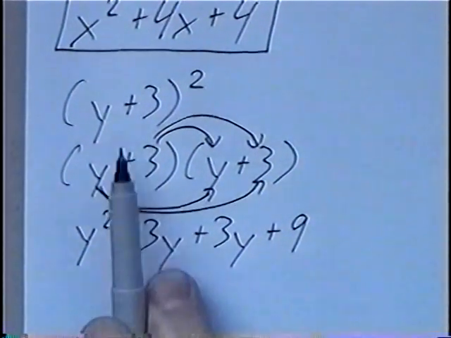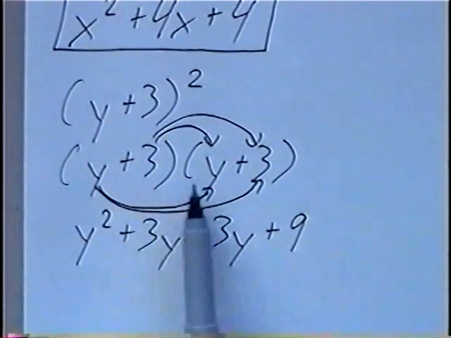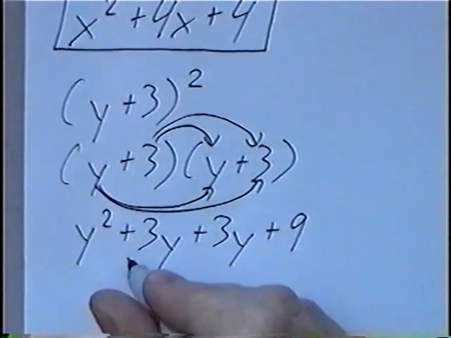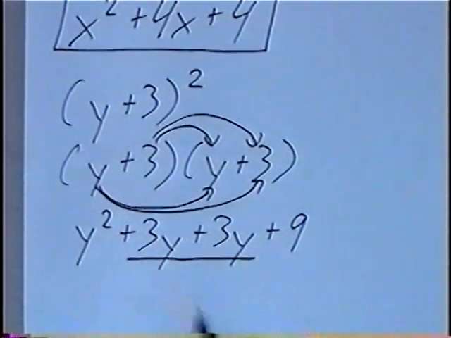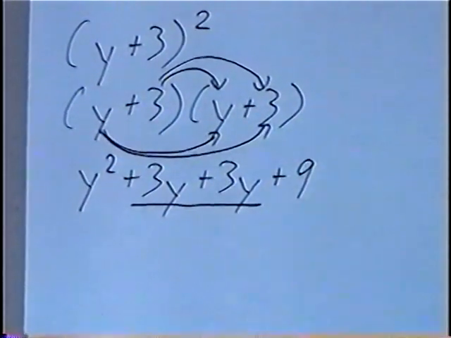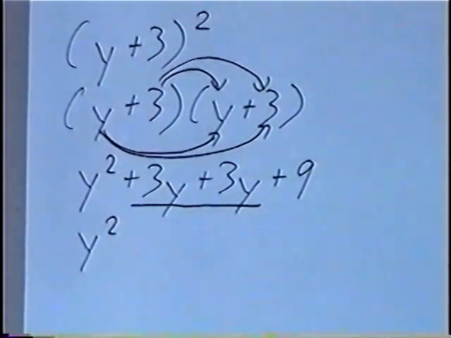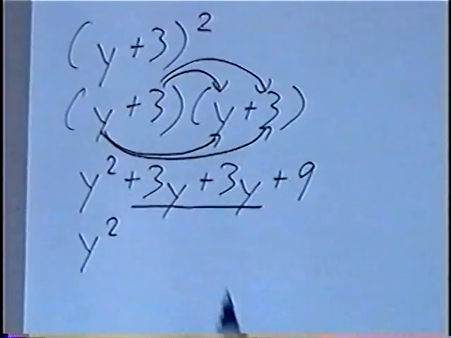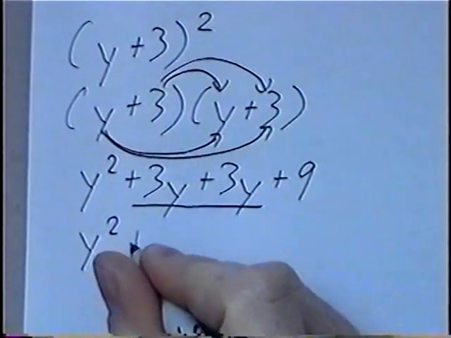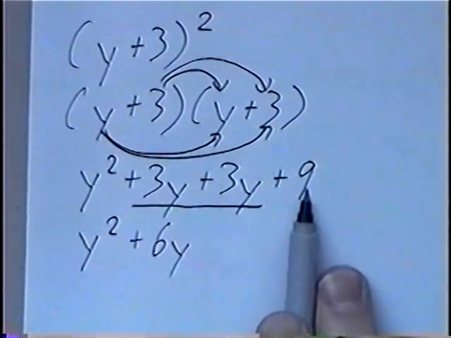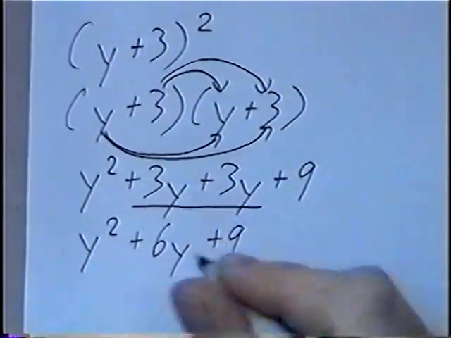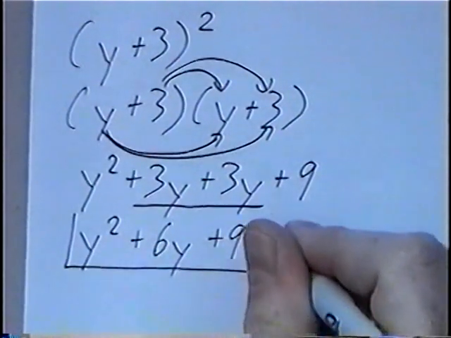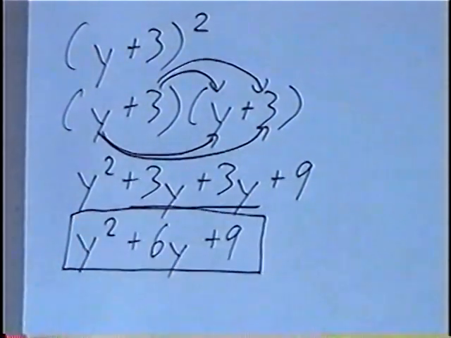And again, when you have the one parentheses squared, where the same parentheses is written twice, the middle terms will always match up, and you'll be able to combine like terms. So our final answer, y squared, adding 3y plus 3y would be 6y, and adding the 9, our final answer would be y squared plus 6y plus 9.